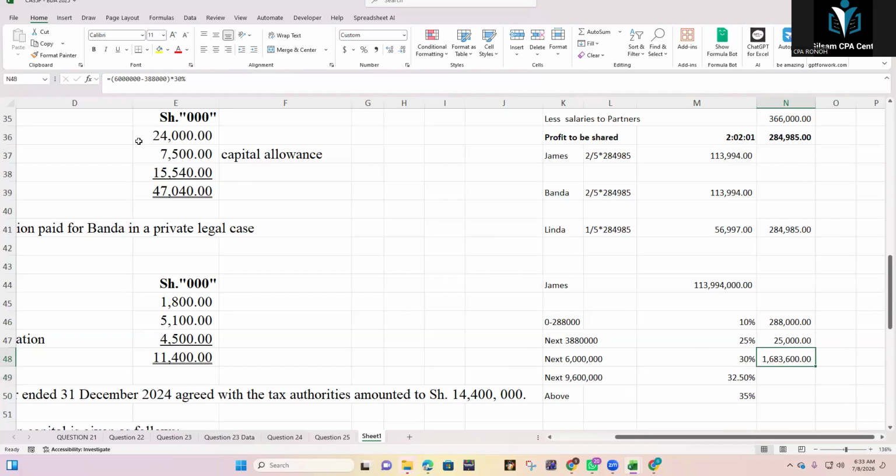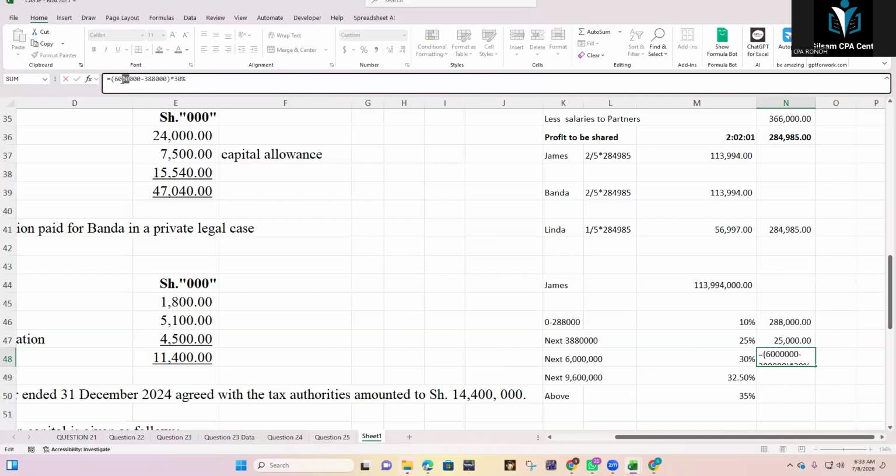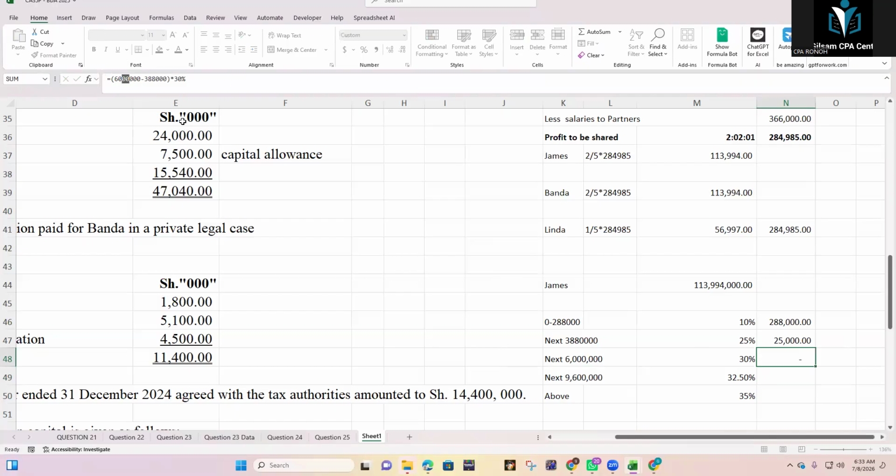But confirm whether it is zeros in a march. Yeah, it's okay. Now that we get for that, and then get the difference between these two. 9.6 million minus 6 million is 3.6 million. So get 32.5% of 3.6 million, which gives us 1.17.